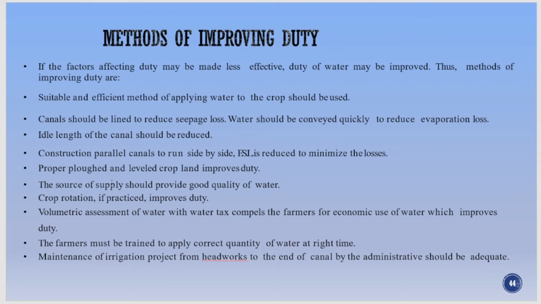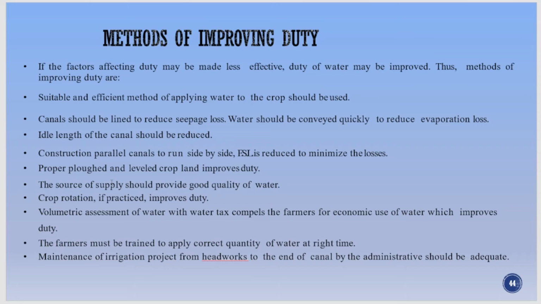Less amount of water is used, or the optimum amount of water is used, to irrigate more land. So what does degradation of duty mean? It is how the duty reduces if I use more water and less land is being irrigated. That we call degradation of duty, or reduction in duty. This is what we need to understand, and we need to go for methods of improving it. So what are the methods of improving it?